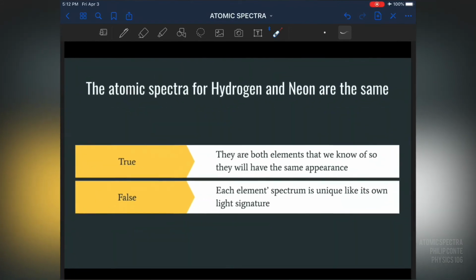So next question. The atomic spectra for hydrogen and neon are the same. Is it true, they are both elements that we know of, so they will have the same appearance? Or is it false, because each element's spectrum is unique, like its own light signature? It's false.